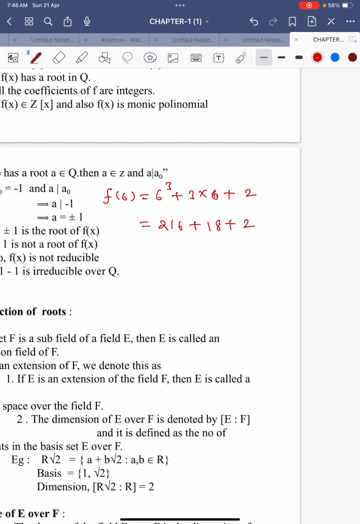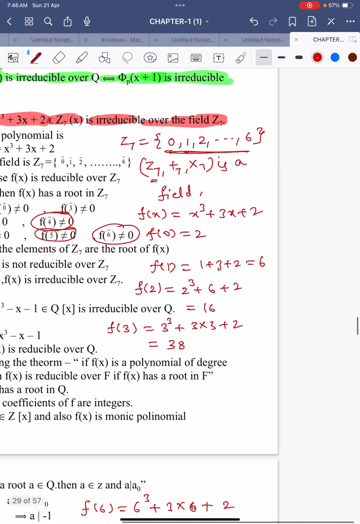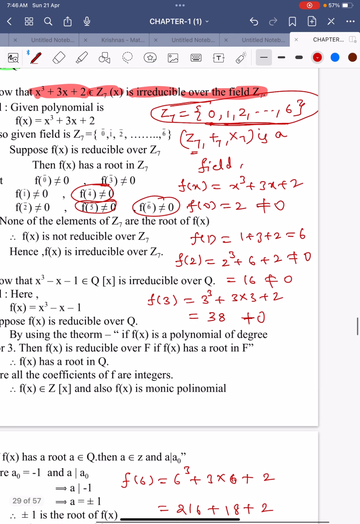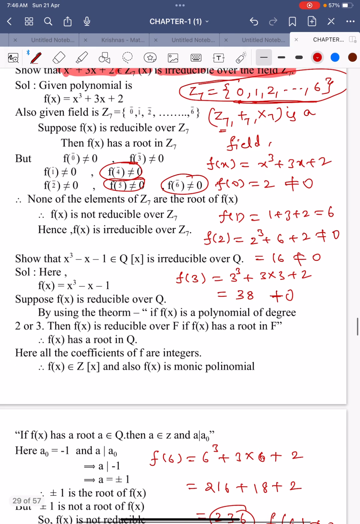What do you get? 236. 236 is not divisible by 7, so the remainder is not 0. So f(6) is not equal to 0. Similarly, we show that f(1), f(2), f(3) are all not equal to 0. It means the polynomial has no root in Z7, which means f(x) is irreducible over Z7.